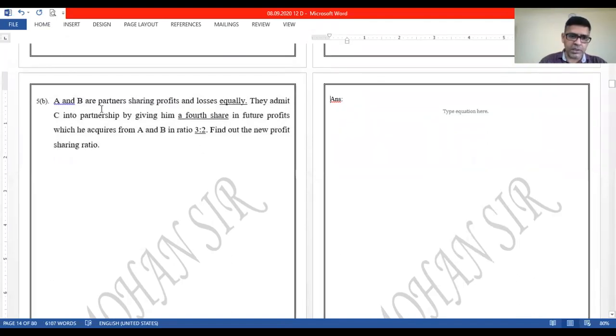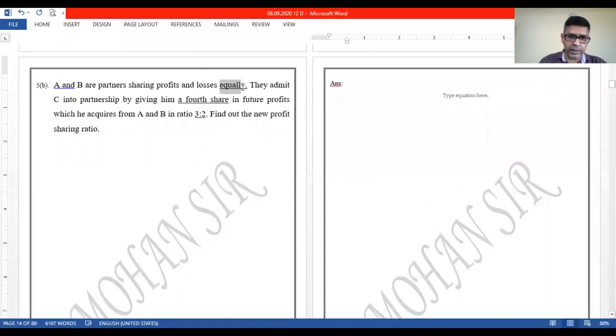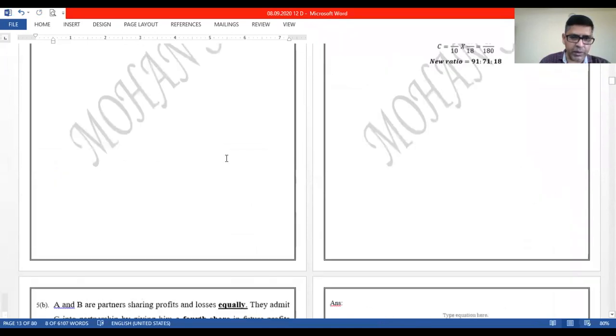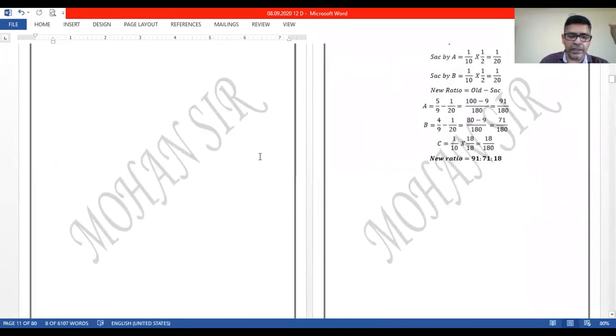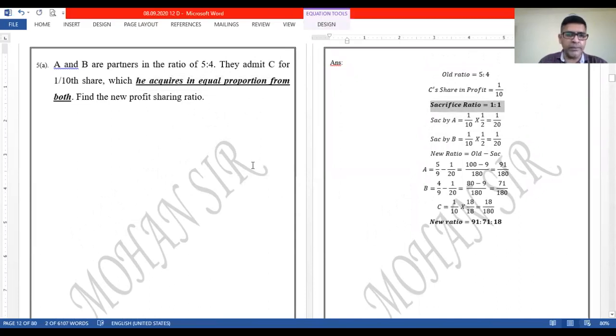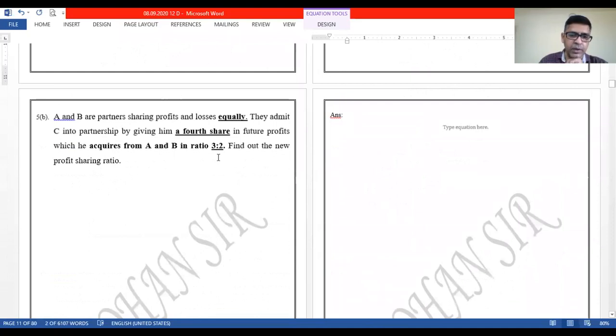A and B are partners sharing profits and losses equally. Okay, that is the old ratio given for A and B. They admit C, giving him a fourth share. A fourth share is 1 by 4 in future profits, which he acquires from A and B in the ratio of 3 ratio 2. The change in this sum and the previous sum is very simple. In the previous sum, we are told that the new partner acquires his share in equal proportion, so that's why the sacrifice ratio was 1 ratio 1. But in this case, the sacrifice ratio is specifically given to us, and that is 3 ratio 2.